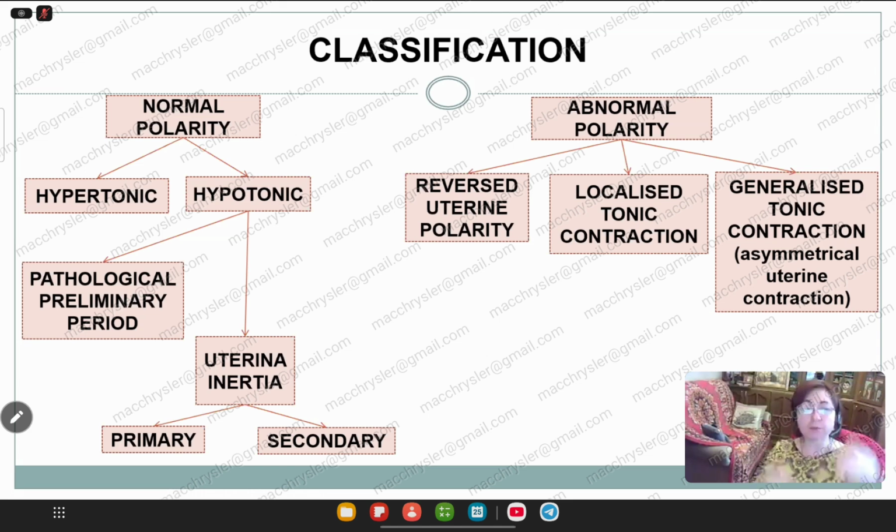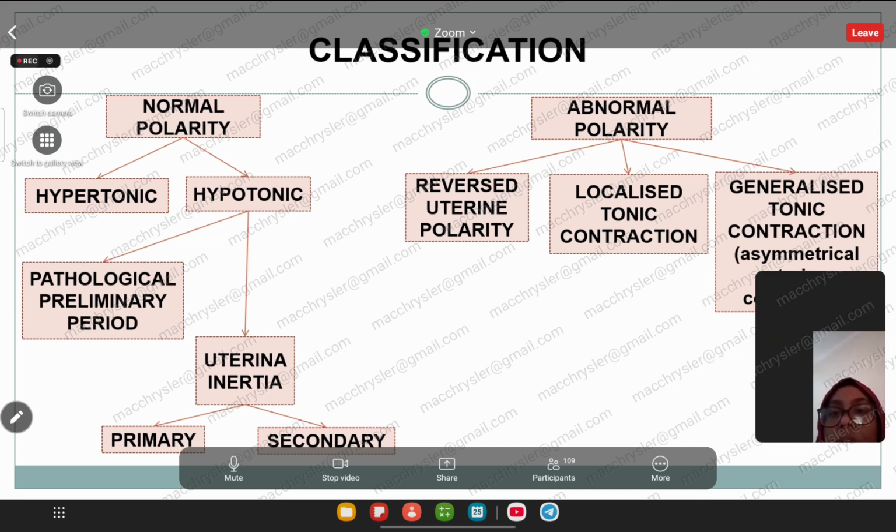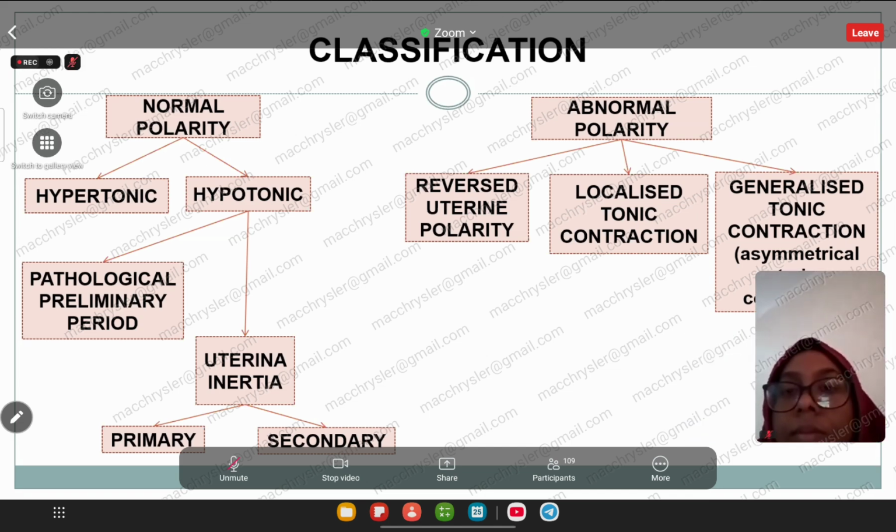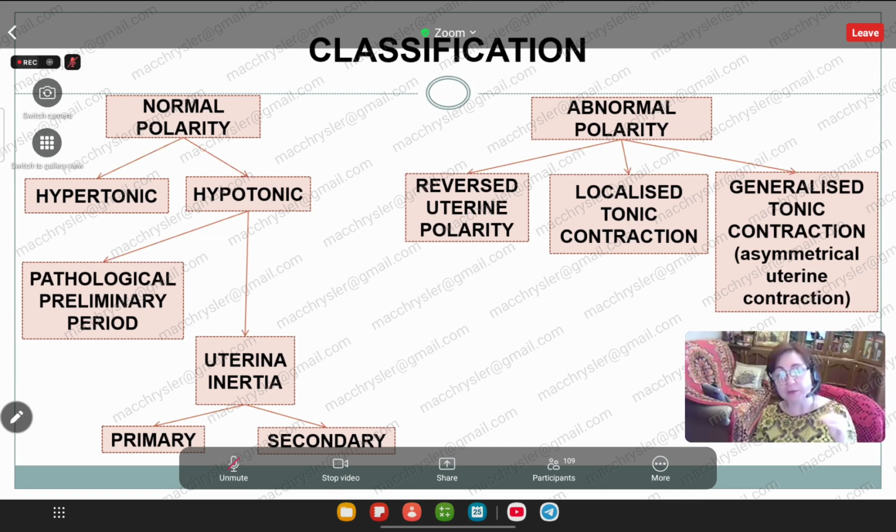Here, the opposite: because of maximum contraction of the lower segment, we have constriction of the cervix. What do we call it? Which terminology do we use here? I start the lecture from that. Dystocia. As a result of that, we have cervical dystocia.